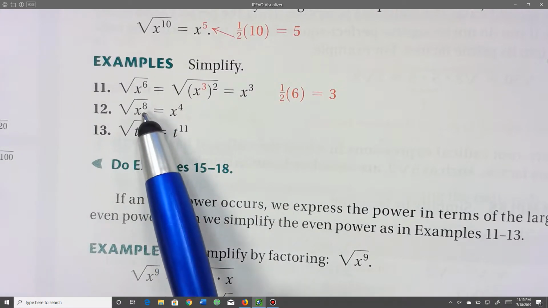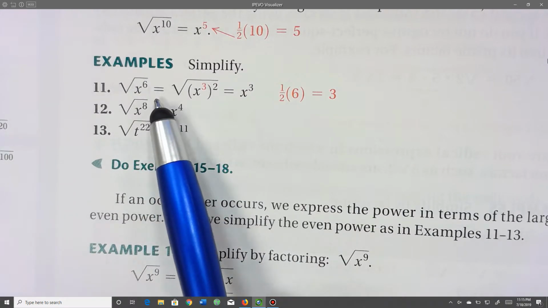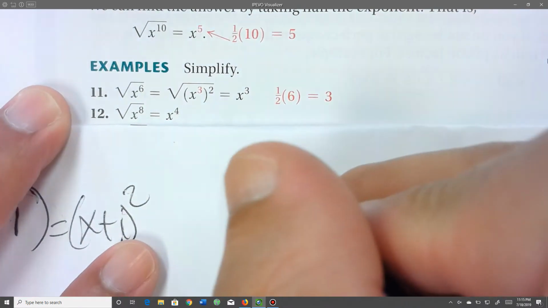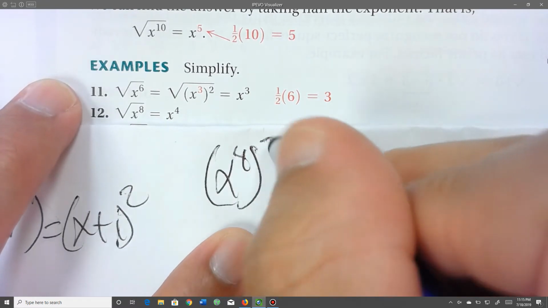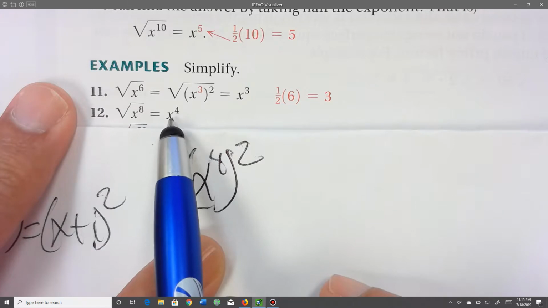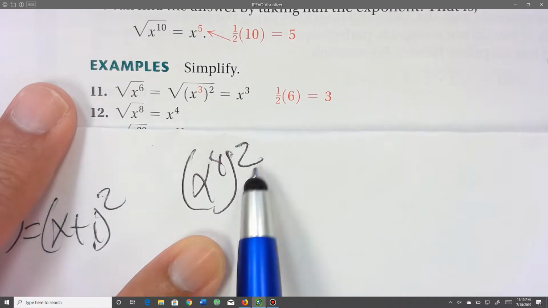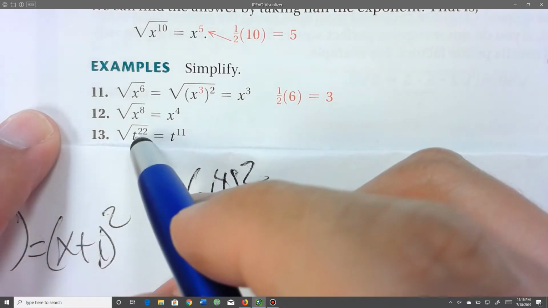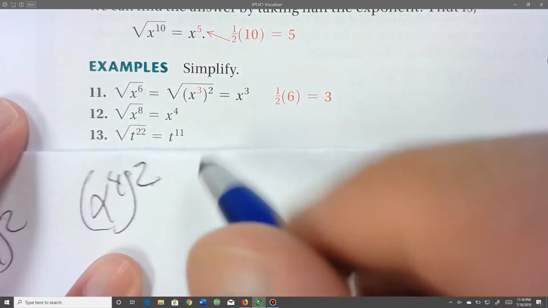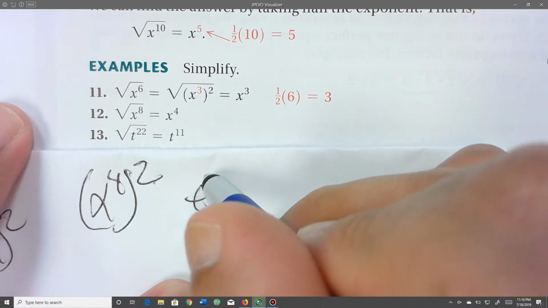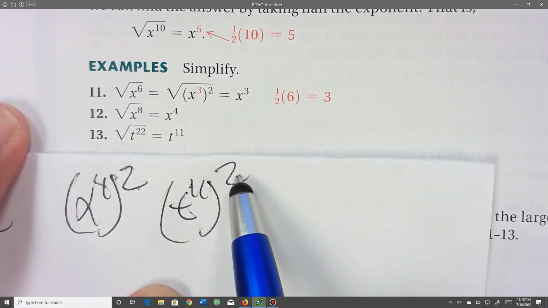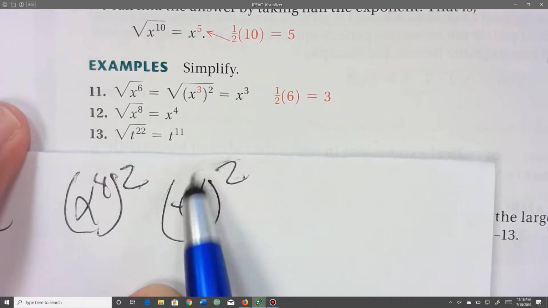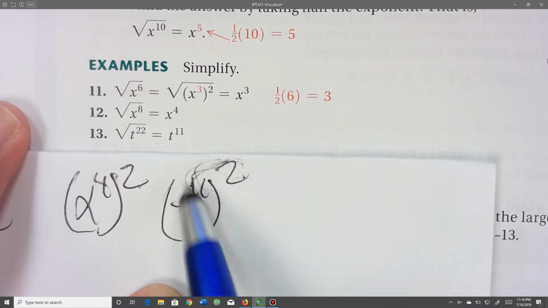And then here, x to the 8th, think of it as being the same thing as x to the 4th raised to the 2nd power. That's why we were able to bring it outside the radical sign, because we raised to the power 2. Let's do this one too. This t to the 22nd, you can think of it as t to the 11th power squared, because 2 times 11 is 22. You haven't done anything to it except rewriting it a different way.